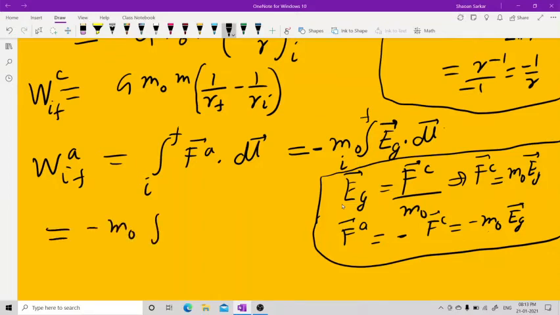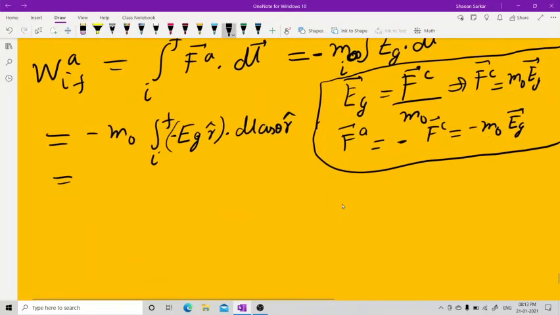Initial to final, m naught is here. Let me convert this eg into this. This is minus eg r cap, right? And dot DL cos theta r cap, right? Now the same concept: DL cos theta, I am resolving DL along dr. Your DL is in this direction, dr is in this direction, DL was in this direction. This is the theta.